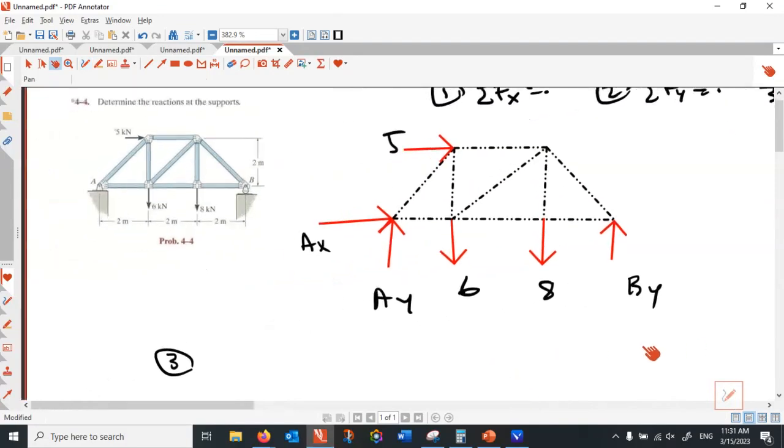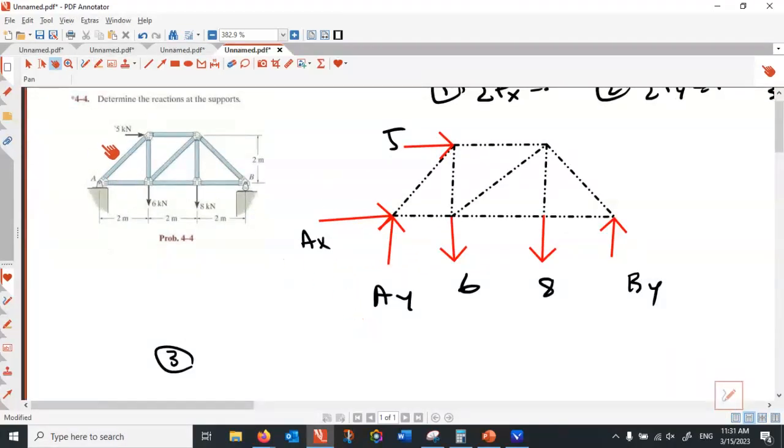Rotation with respect to A. 5 kilonewton with respect to A. Does it rotate positive or negative? Negative, clockwise. So that is -5. And what is the arm of rotation? 2. Next force is 6. 6 with respect to A. Does it rotate positive or negative? Negative. -6. And what's the arm of rotation? 2.